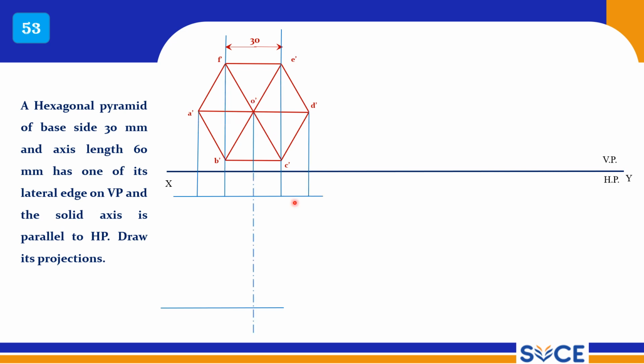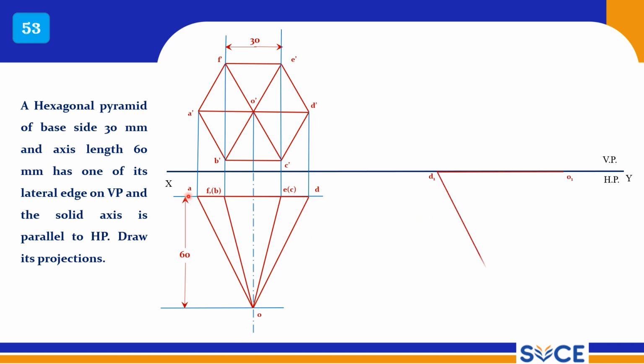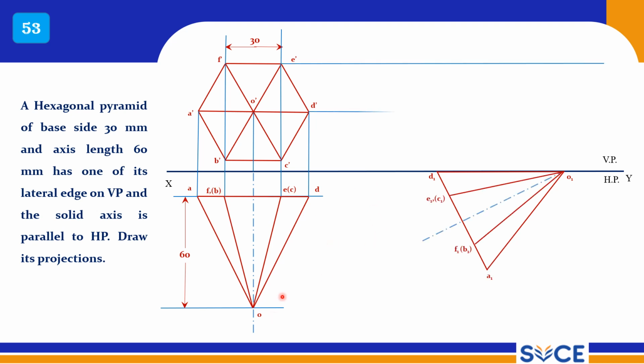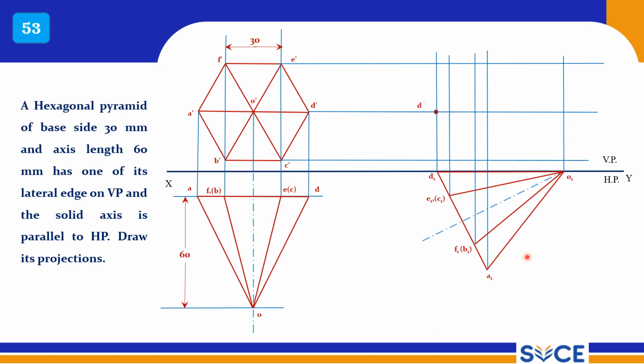It is the apex, slant edges should be drawn, and this is OD, right? AO, and now you reproduce this view here, right? You reproduce this view here, and draw the projectors, mark the points. So this is D, and here you get C. So this is B, and mark other points, and this is O.